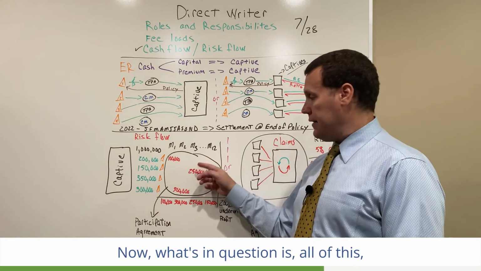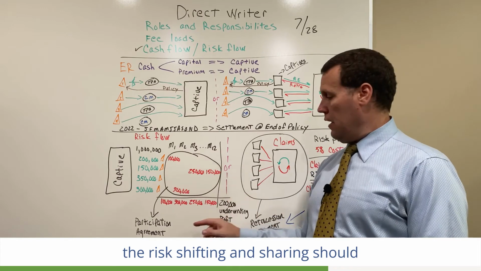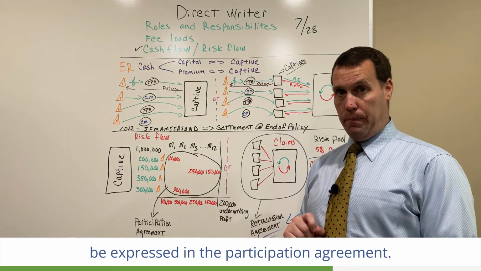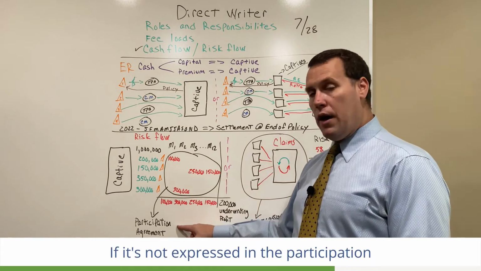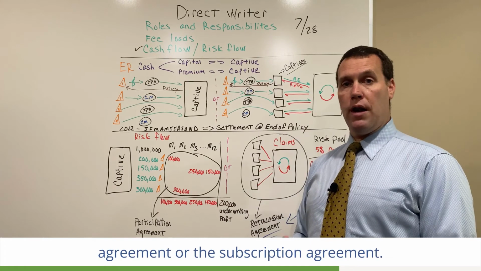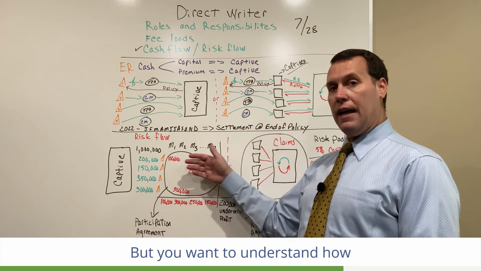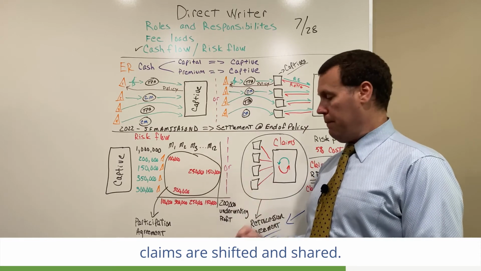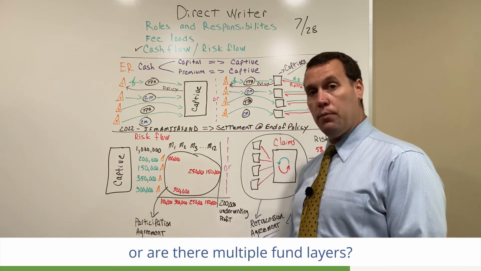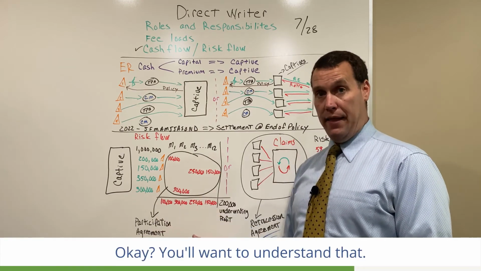Now, what's in question is all of this, the risk shifting and sharing, should be expressed in the participation agreement. If it's not expressed in the participation agreement, it may be in the membership agreement or the subscription agreement, but you want to understand how claims are shifted and shared. Is it a first dollar risk pool, or are there multiple fund layers? Okay, you'll want to understand that.